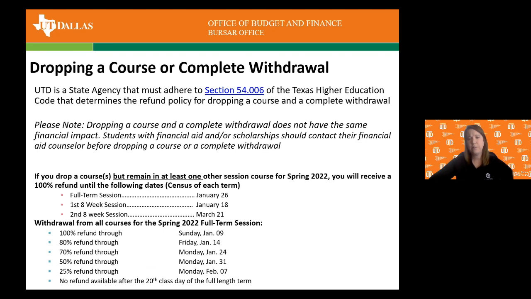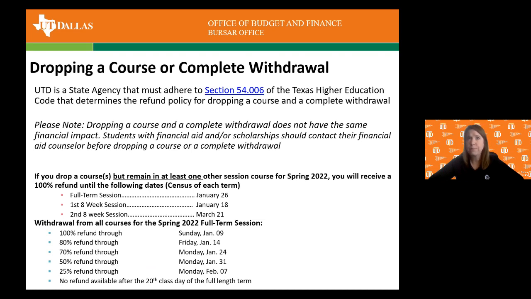I mentioned earlier about our payment and refund calendar, where you can find the dates for dropping and withdrawing from a class. It's important to note that the University of Texas at Dallas is a state university, so we do have to follow the state of Texas regulations. So they do put deadlines on when a student can drop and receive a refund for dropping those classes. Dropping a course and completely withdrawing does not have the same financial impact. So students with financial aid or scholarship should always contact the financial aid office to find out what's going to happen to their financial aid before they withdraw from any classes or drop any classes.